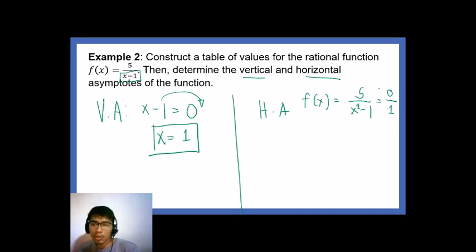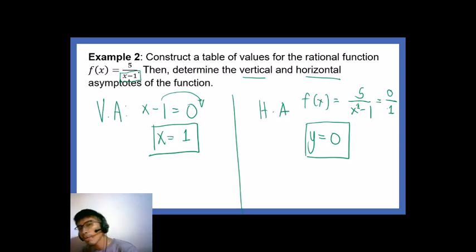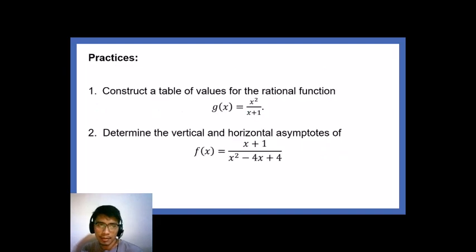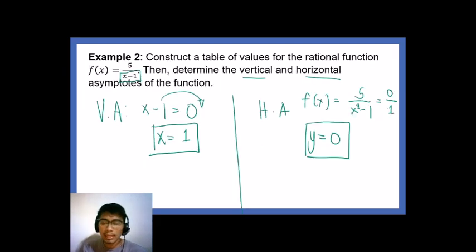So since the numerator's degree is less than the denominator's, obviously what condition do we need to follow? We need to follow condition letter A. So once the degree of the denominator is greater than the degree of our numerator, automatically our horizontal asymptote is y is equal to 0. Okay, that's how we do it. So we find the vertical asymptote and we find now the horizontal asymptote. So that's how we do it, ladies and gentlemen.